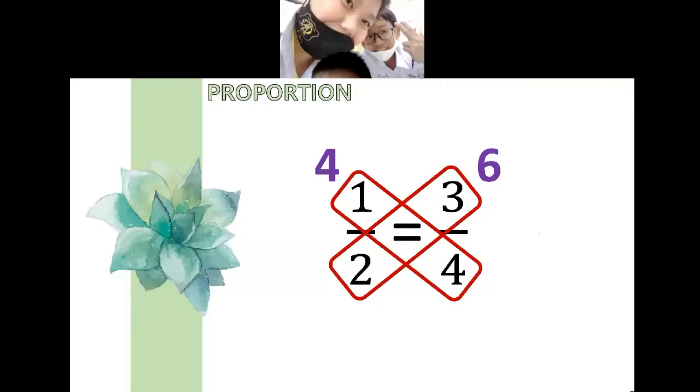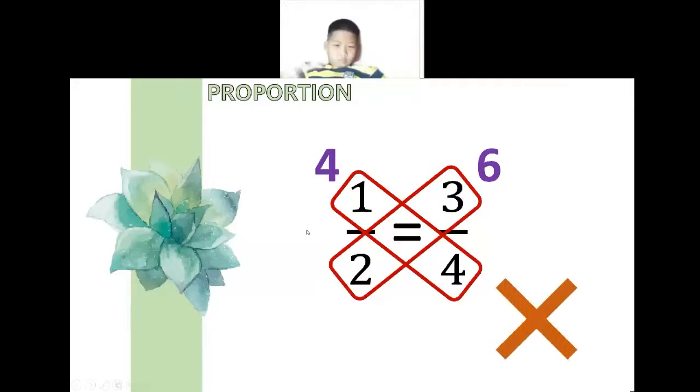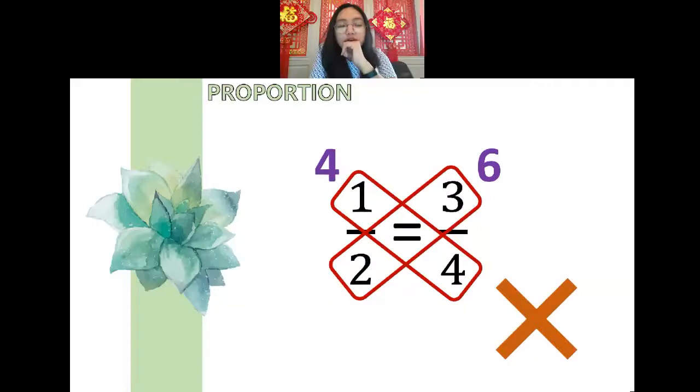Okay. So, the answer actually there is no. Why? Because 4 and 6 is obviously not equal. If both answers are 6, then that is equal. So that is proportion. But if it's 4 and 6, they are not equal. So the answer is wrong.